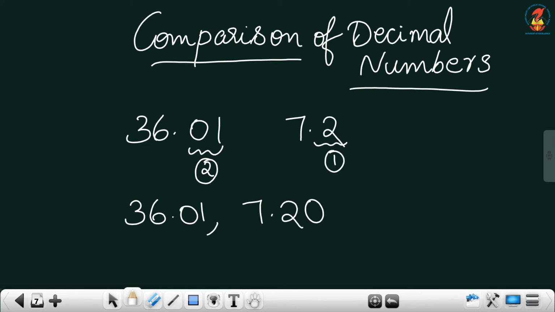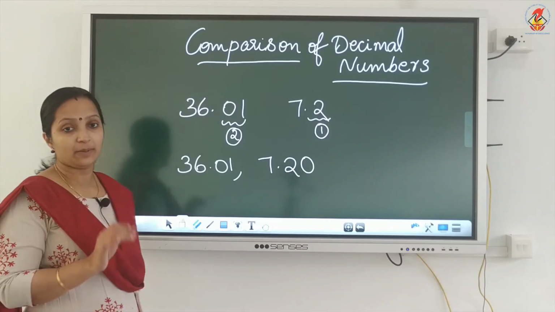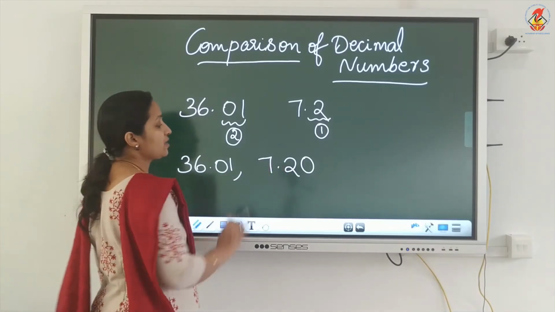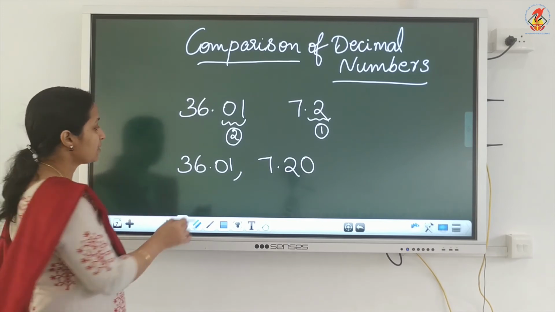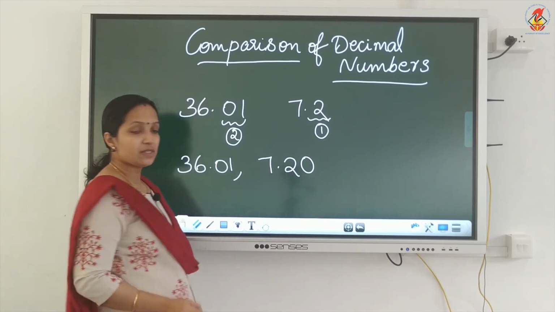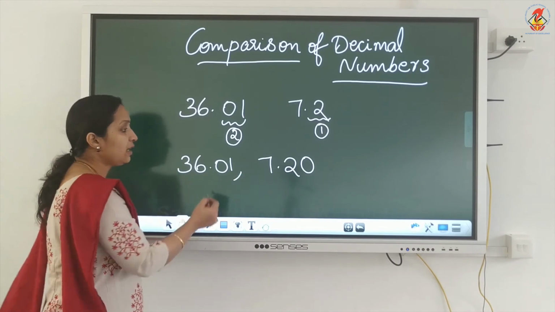Just give 1 zero to the extreme right. We can convert unlike decimals into like decimals by giving zeros to the extreme right. Be careful children, extreme right of the number, okay. So here 2 digits, here 2 digits. So our problem is solved. Now they are like decimals.